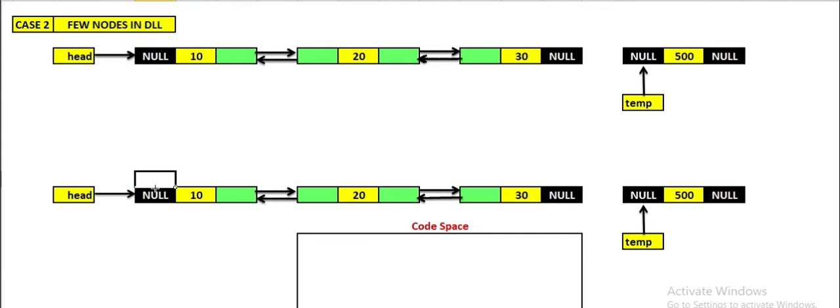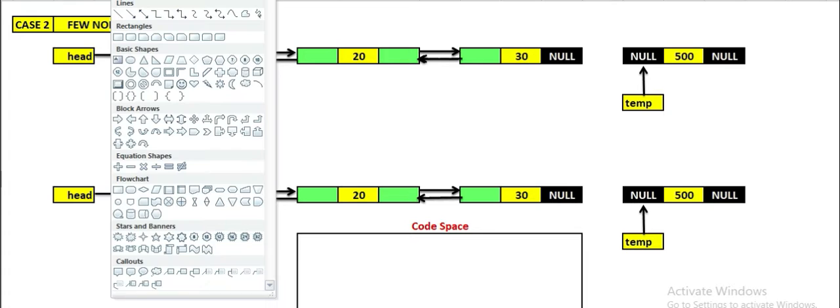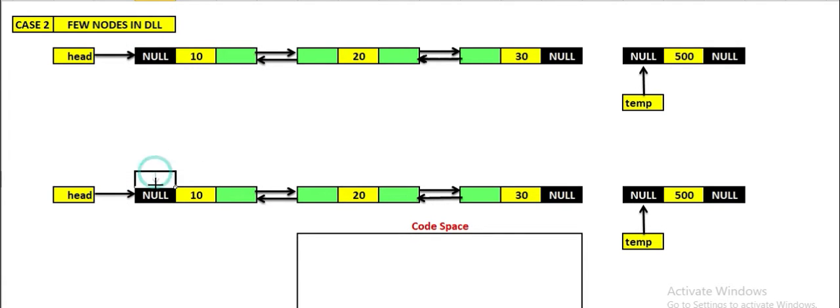We'll insert an arrow here, and let us take the reference as temp1. We'll call this temp1. So what we need to do is move this temp1 from the first node. It first points to head, and then we are going to move this temp1 to the last node.